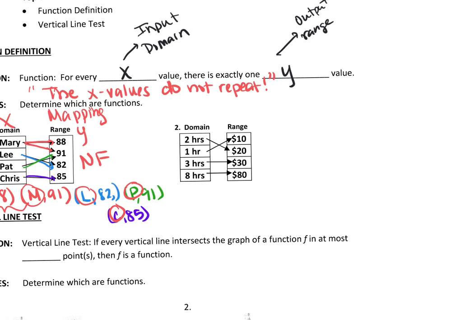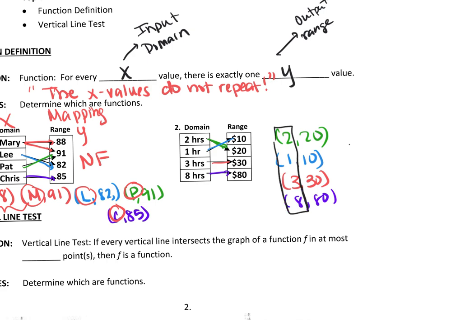If you look at this next one, you can write it as points again. So we go 2 to 20. 1 goes to 10. 3 goes to 30. And 8 goes to 80. If you look at your x's, which are your domain values or your inputs, if you look at all your inputs, they're not repeating. This is a function.